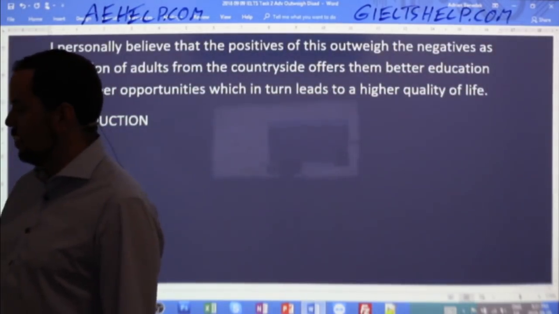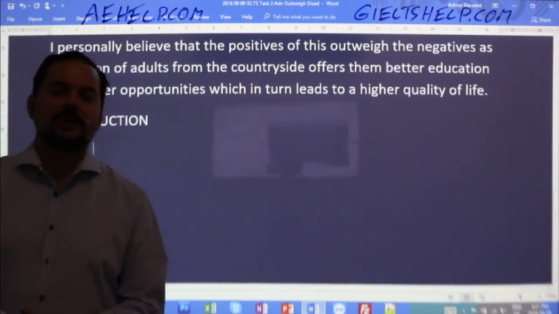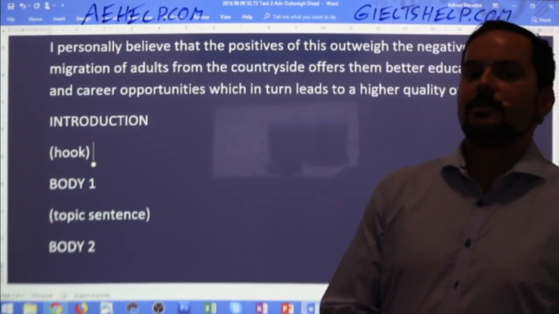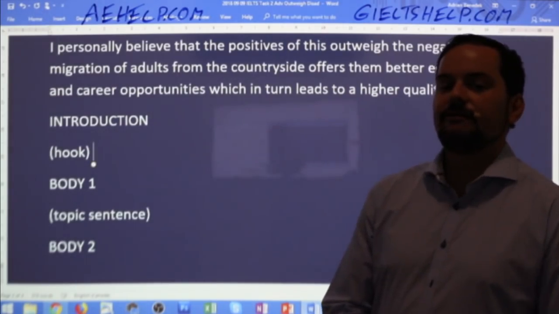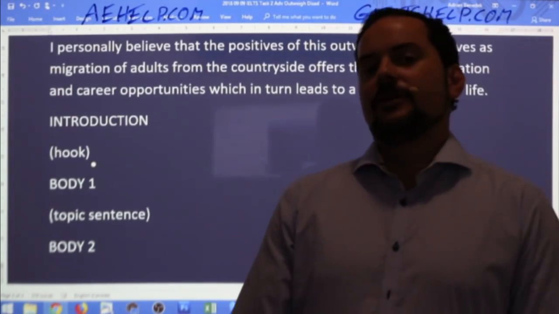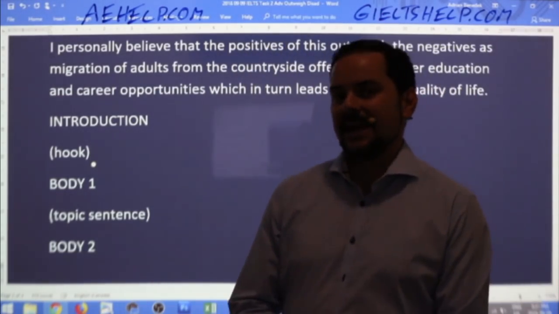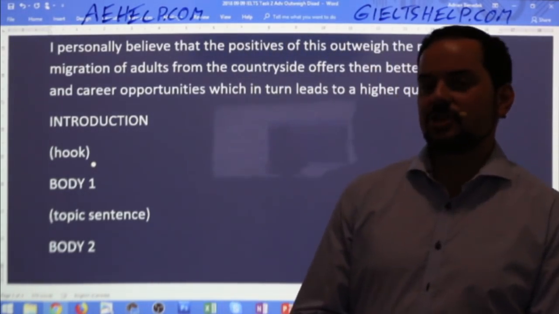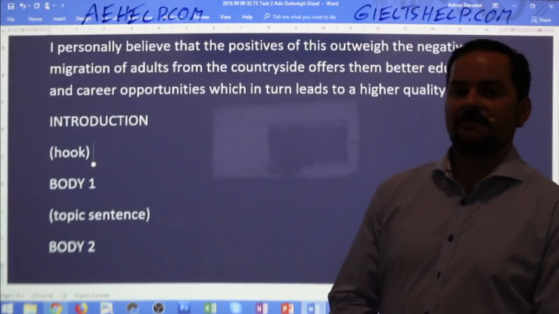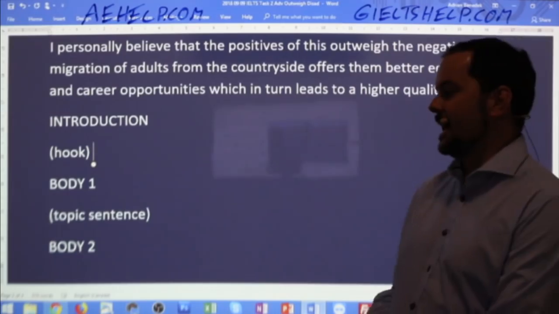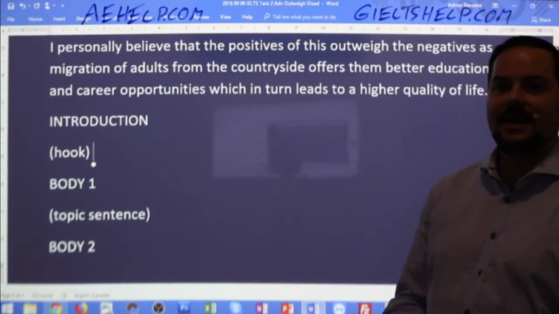So for the hook, what would be a good sentence here? Hint, hint, Mohammed, you gave me the answer of when the movement started from rural areas to urban areas. I think using that in a hook for this question would be brilliant and would definitely be reaching for that top level band 9 answer. So that's my hint there.